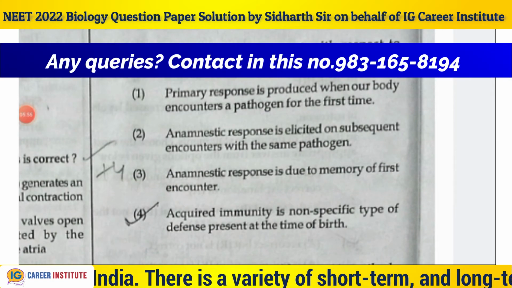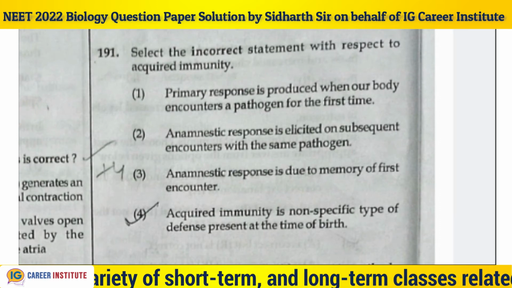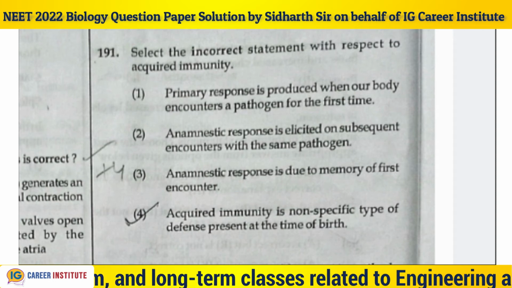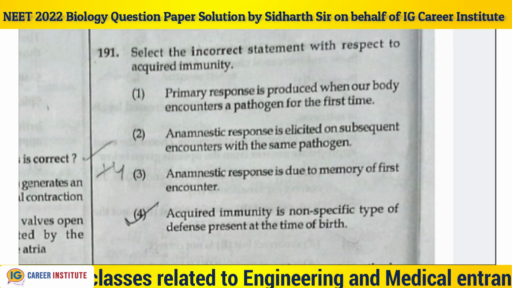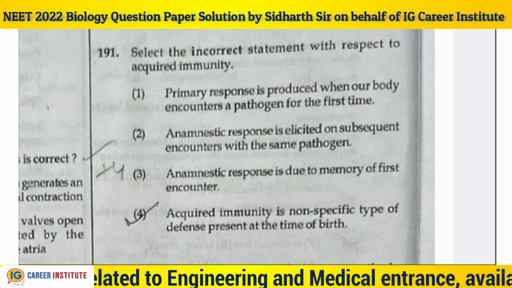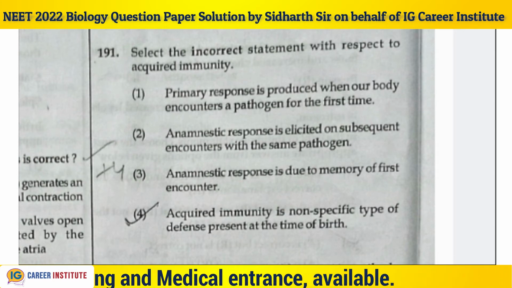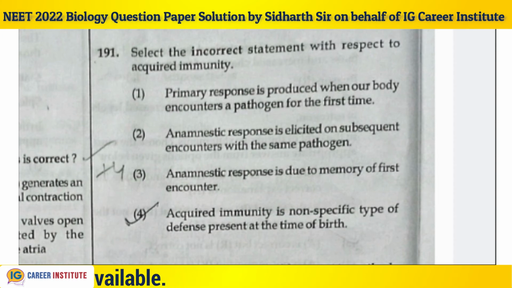Question 191. Select the incorrect statement with respect to acquired immunity. Primary response is produced when our body encounters pathogen for the first time. It is correct. Anamnestic response or secondary response is elicited on subsequent encounter with the same pathogen. Correct. Anamnestic response is due to memory from the first encounter. Correct. Acquired immunity is non-specific type of defense present at the time of birth. No, that is innate immunity. Acquired is what you get in your life through different interactions with different types of specific antigens, right?